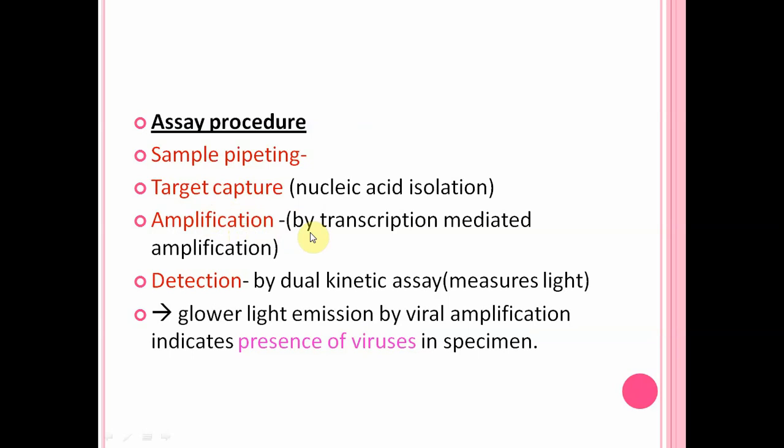We have a separate instrument for amplification. Next, detection of these many copies of genetic material is done by dual kinetic assay. We have another instrument for the detection purpose. If the genetic material is present here, it results in light emission that indicates the presence of virus. So these are the 4 steps of the assay procedure.